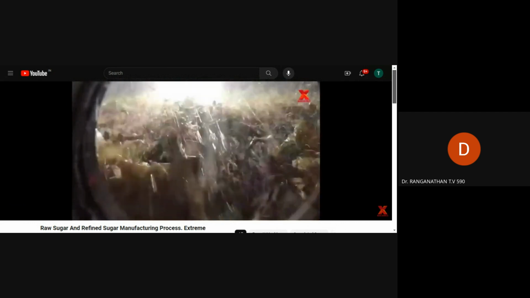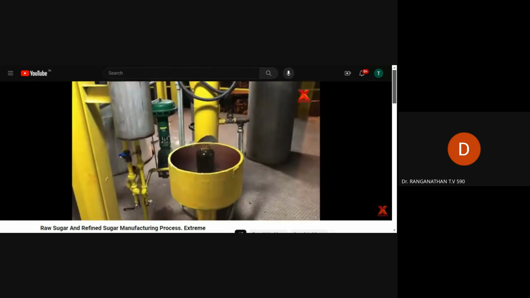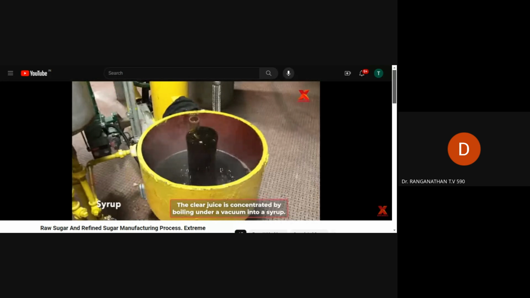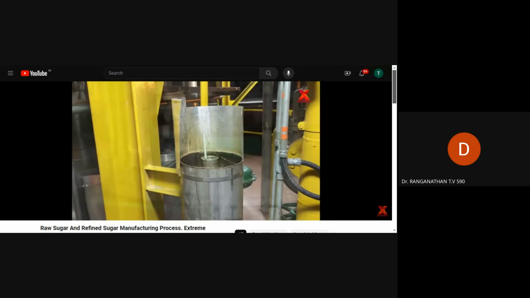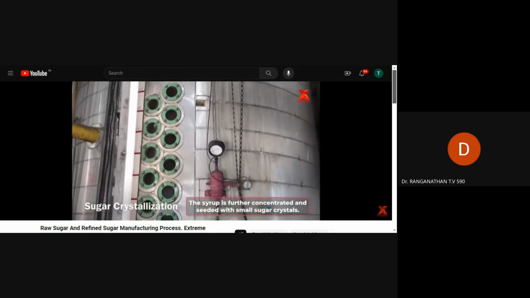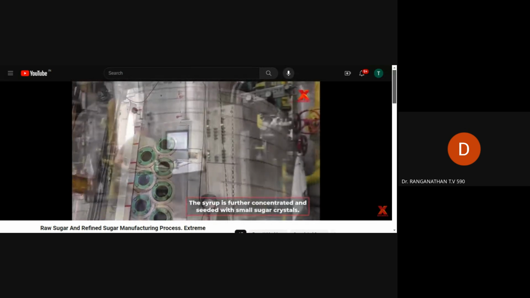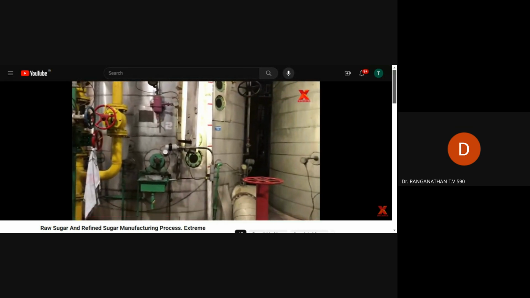The heating process. Okay. The evaporation, and you get your crystallization. Okay.